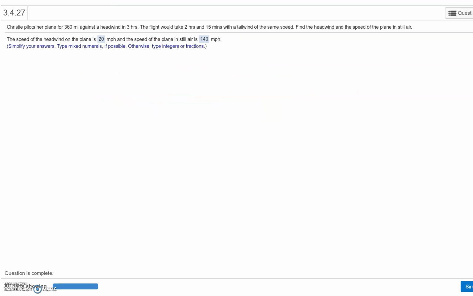Okay, so we've got this problem: a plane flies 360 miles against the headwind in 3 hours. The flight would take 2 hours and 15 minutes with a tailwind, the same speed. Find the headwind and the speed of the plane in still air.